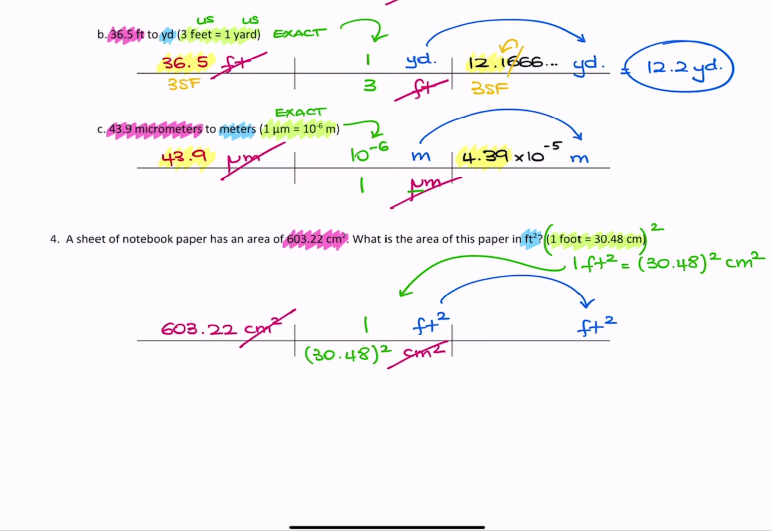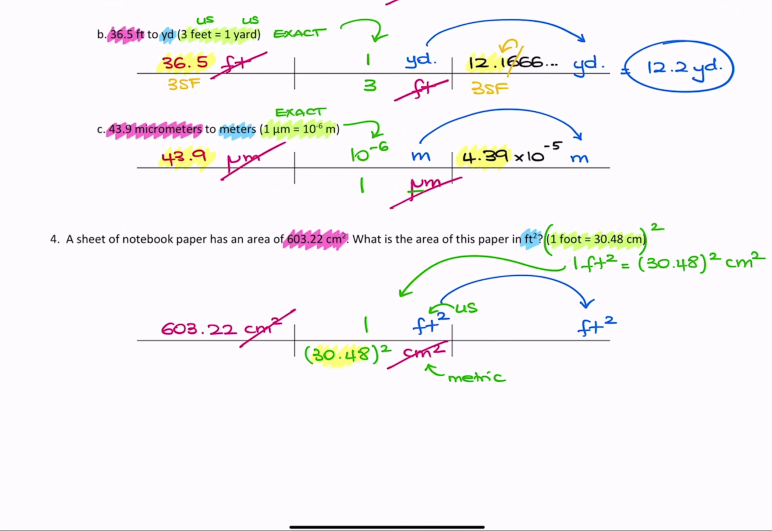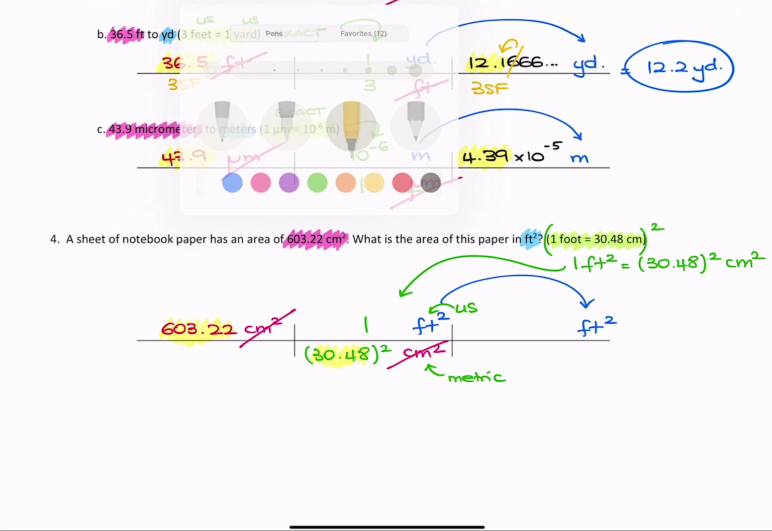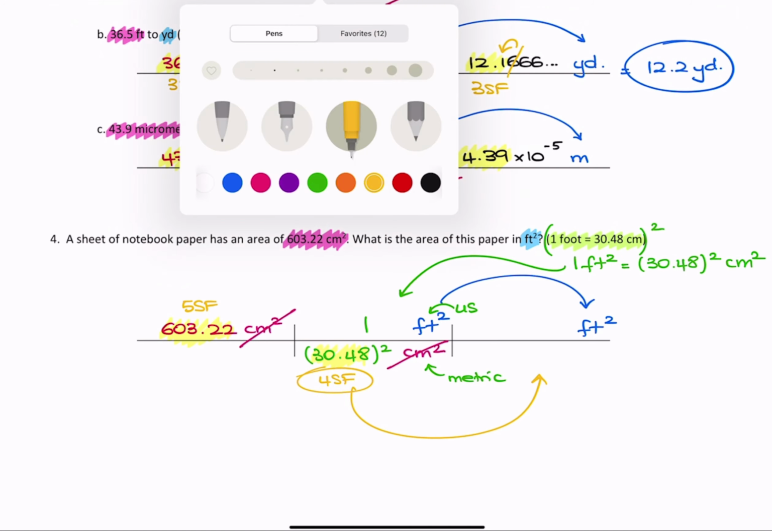We are going from a US unit here. This is the relationship between a US and a metric unit. Therefore, sig figs are involved. There is 4 sig figs here. There is 5 sig figs here. So I have 5 sig figs here. I have 4 sig figs here. This is the least amount of sig figs, so that's going to guide my answer. My answer should be given to 4 sig figs.